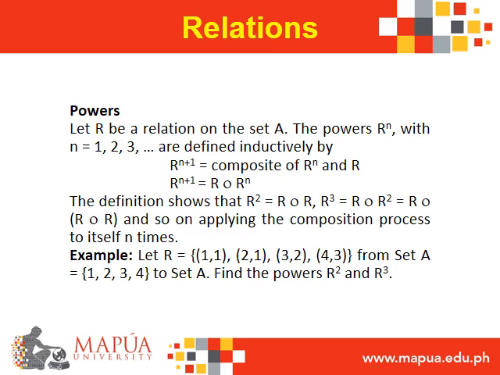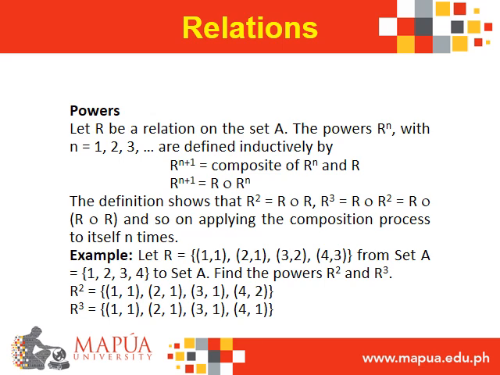Let's evaluate the corresponding powers of a given relation R from set A containing values 1 to 4, whereby relation R contains the ordered pairs (1,1), (2,1), (3,2), and (4,3). Therefore, R squared would be equivalent to (1,1), (2,1), (3,1), and (4,2). Whereas R cubed would be the composite of R squared and R. Hence, R cubed would be equivalent to (1,1), (2,1), (3,1), and (4,1).